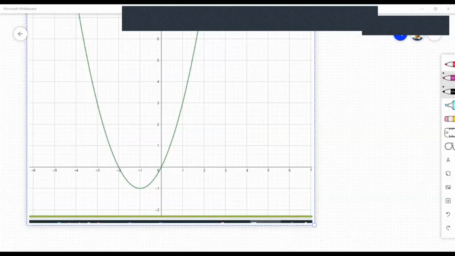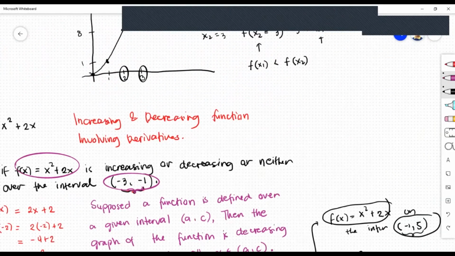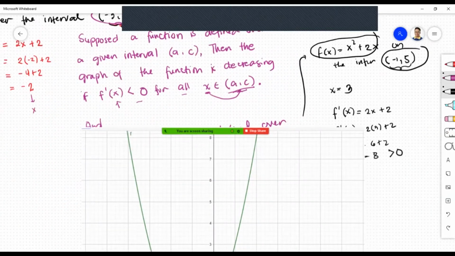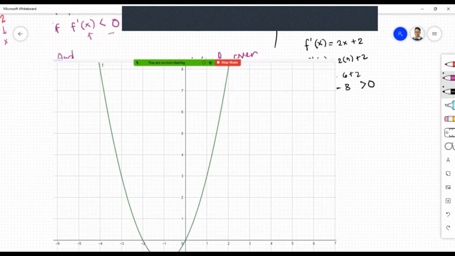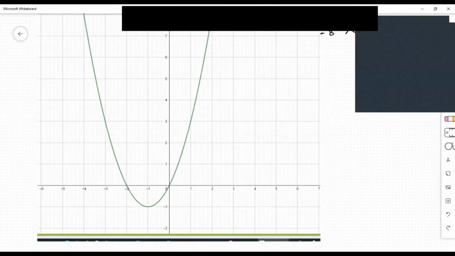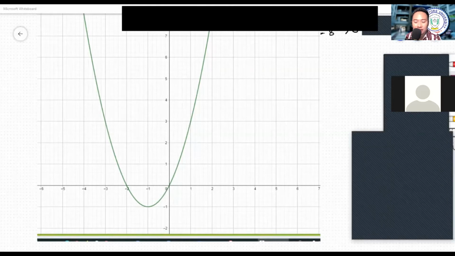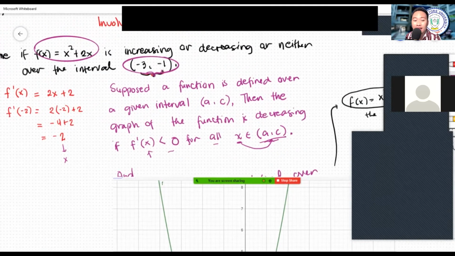Okay. So by the way, guys, this function is the graph of x squared plus 2x, which is what is shown on your whiteboard. I hope you can see it. Can you see the illustration, guys? Okay. So this function is the graph of x squared plus 2x, the example that we had earlier.